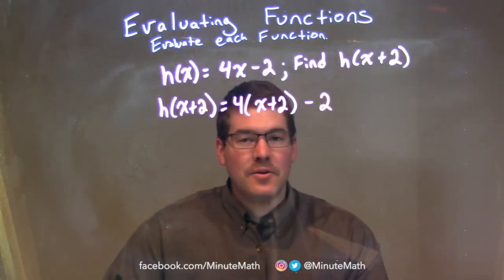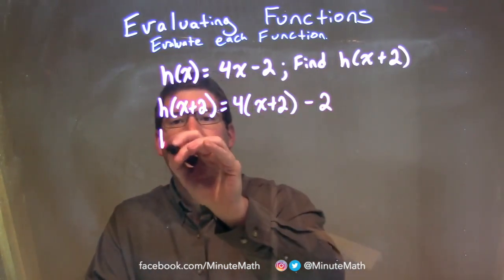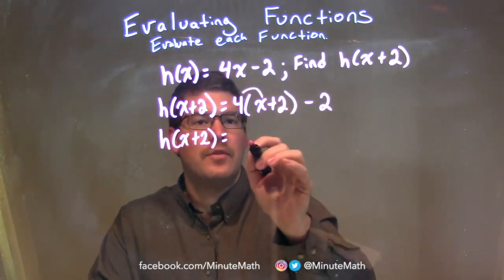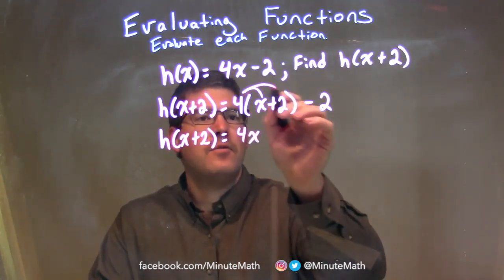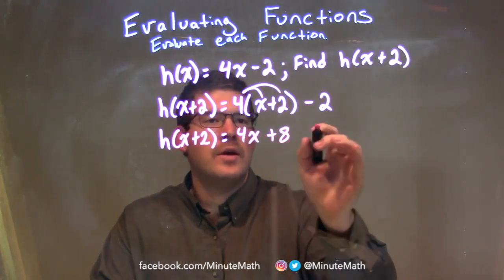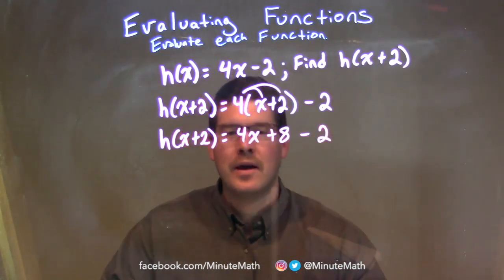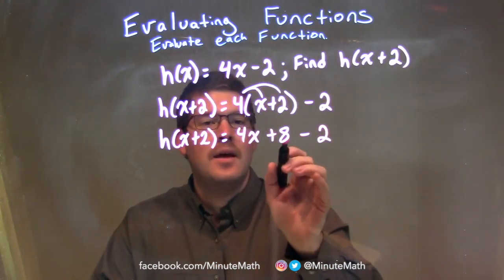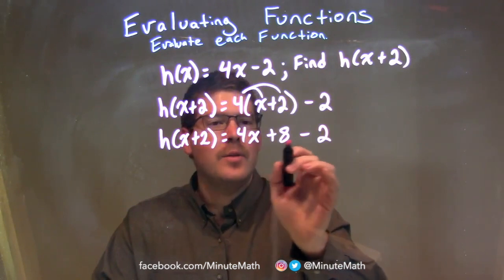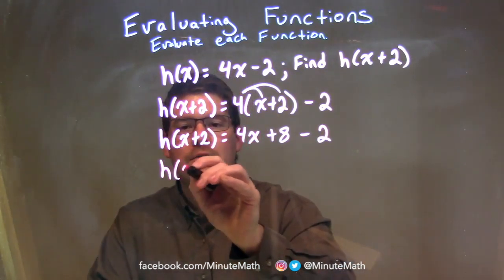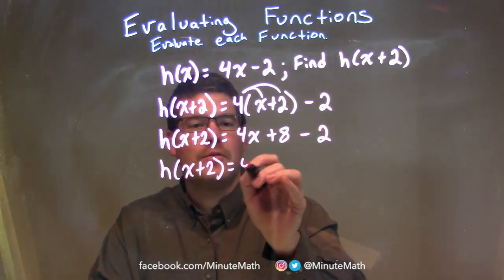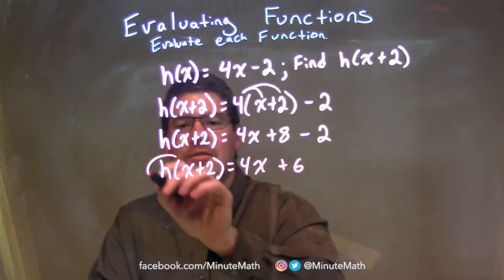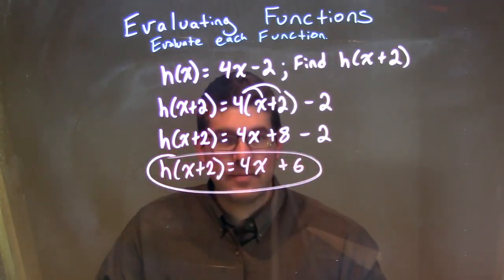Well, what we need to do now is just simplify. So h of x plus 2 just comes down. We distribute the 4. 4 times x is 4x, and 4 times 2 is 8. So we have 4x plus 8 here, and then we have a minus 2 on the outside. So now it's time to simplify a little more, one last little step. 4x can't combine with anything, but the 8 minus 2 can. So we have h of x plus 2 here is equal to 4x. Now 8 minus 2 is a 6, so we have plus 6, and that is our final answer.